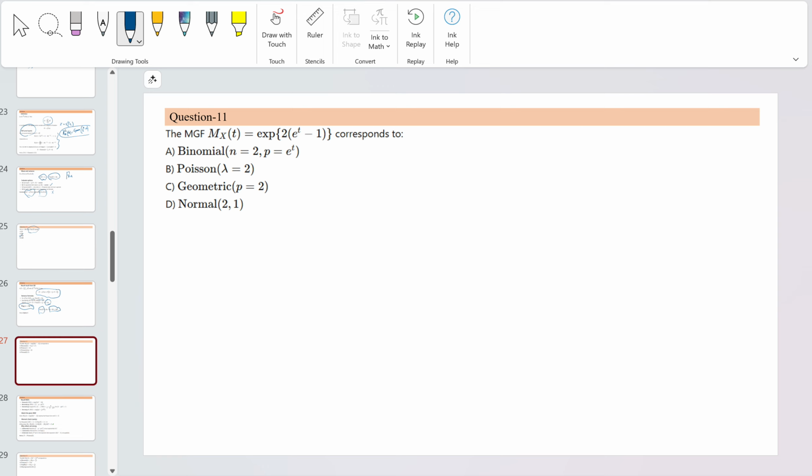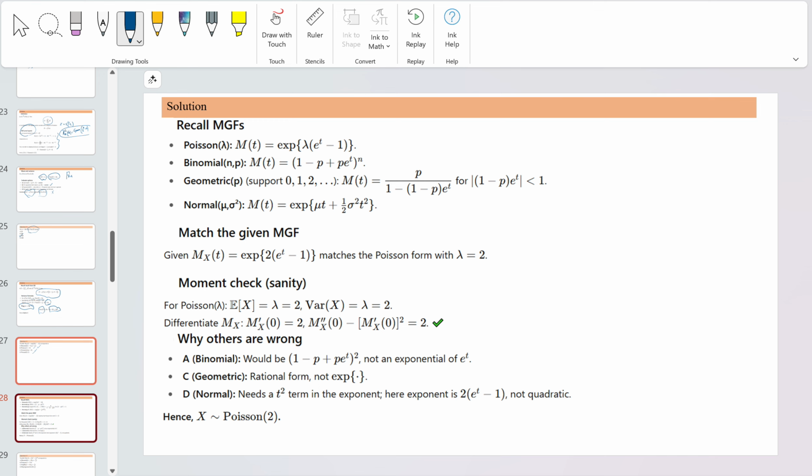Okay, let me give the solution for this. Here it is saying the MGF, M_X(t), is exponential of 2(e^t minus 1). It is asking which is corresponding to either a binomial, Poisson, geometric, or normal distribution with different values. So when you see Poisson distribution, the MGF is exponential of lambda(e^t minus 1).